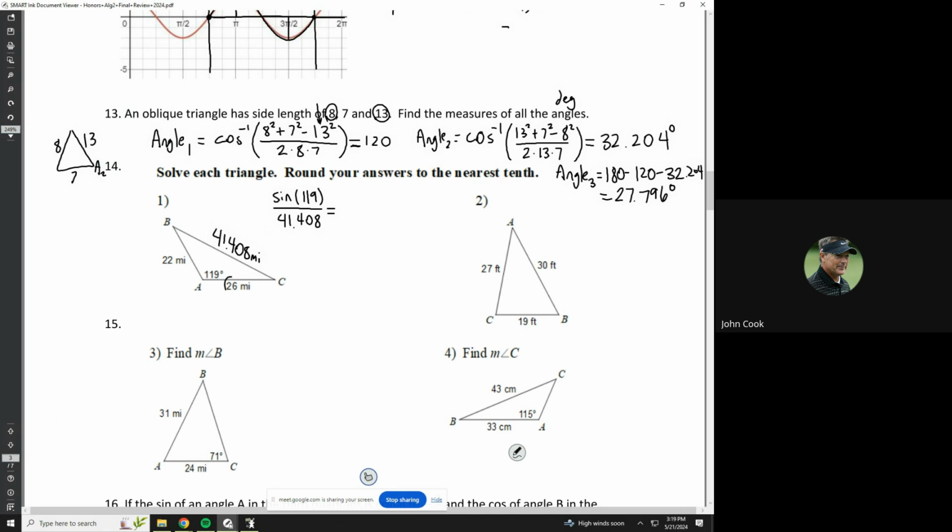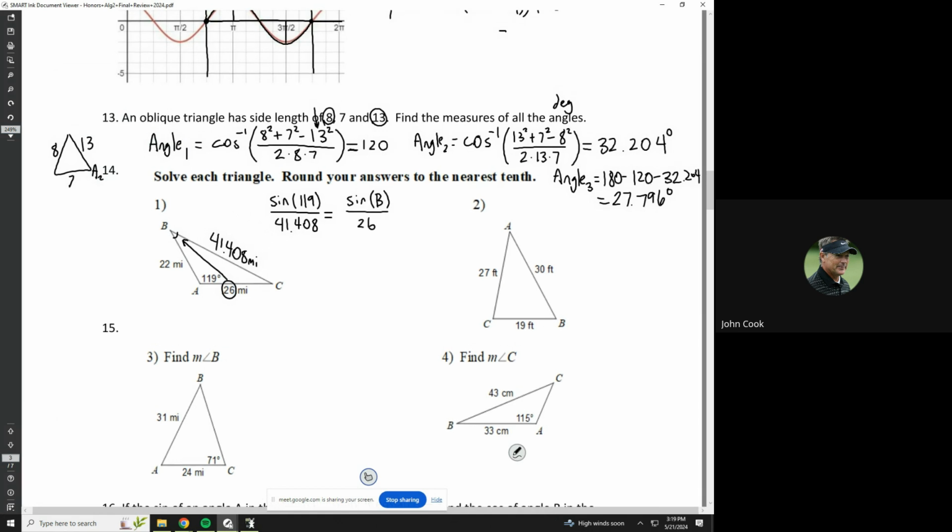So let's use this side, 26. The angle that's across from it is angle B. So it's going to be the sine of the angle B over its opposite side, which is 26. Then we just use simple algebra to solve this. To get B by itself, I multiply both sides by 26. So 26 times the sine of 119 over 41.408. Or you can think about it like this: it's a fraction equal to another fraction, so you can cross multiply. This actually would work as well. So multiplying by 26 also does the trick, and that'll give you the sine of B.